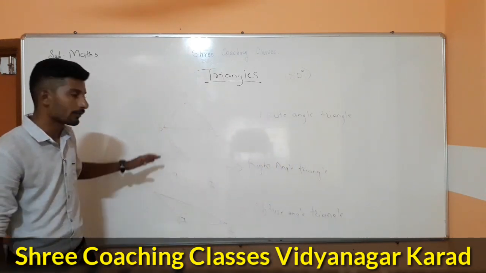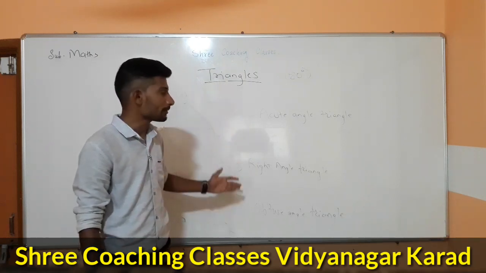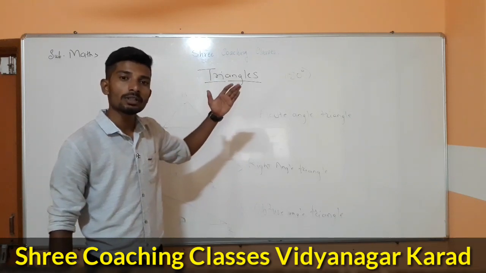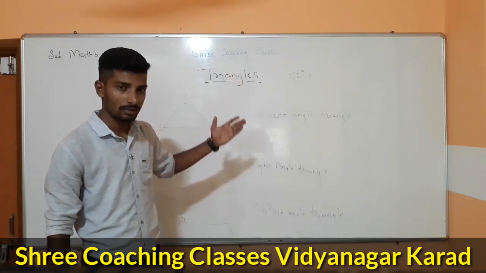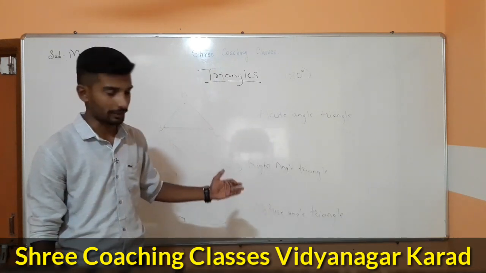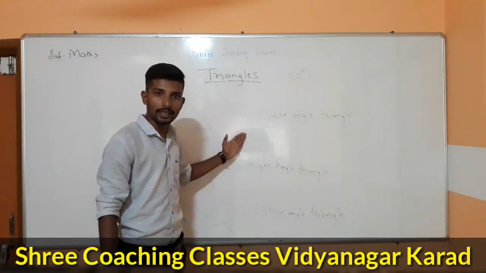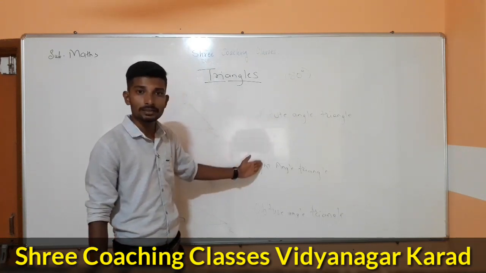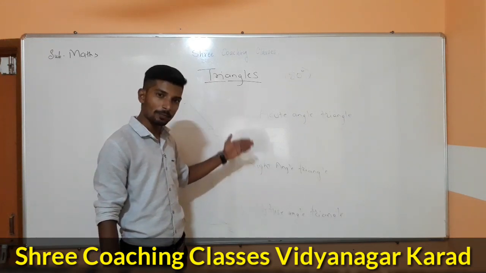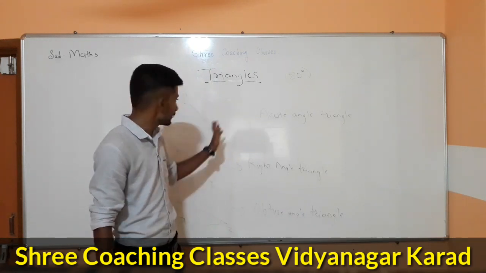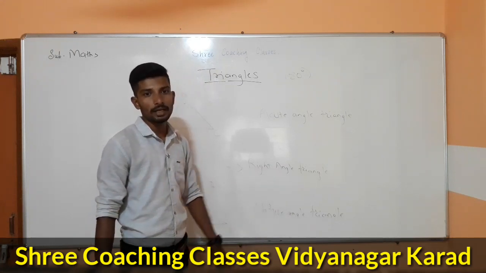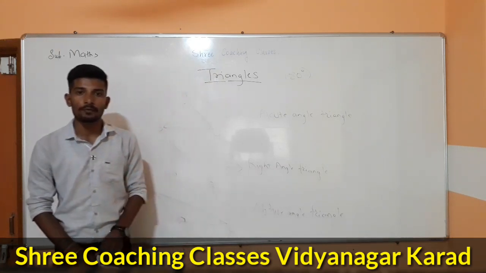Okay, does everyone understand this? These three types are depending upon angles. Okay, the first was depending upon sides: scalene triangle, then isosceles triangle, then equilateral triangle. Now here, depending upon the angle, we have seen these angles yesterday. Okay, name types of angles: acute angle, right angle, obtuse angle. Depending upon that, the triangles are also named as acute angle triangle, right angle triangle, and obtuse angle triangle. Okay, does everyone understand this?